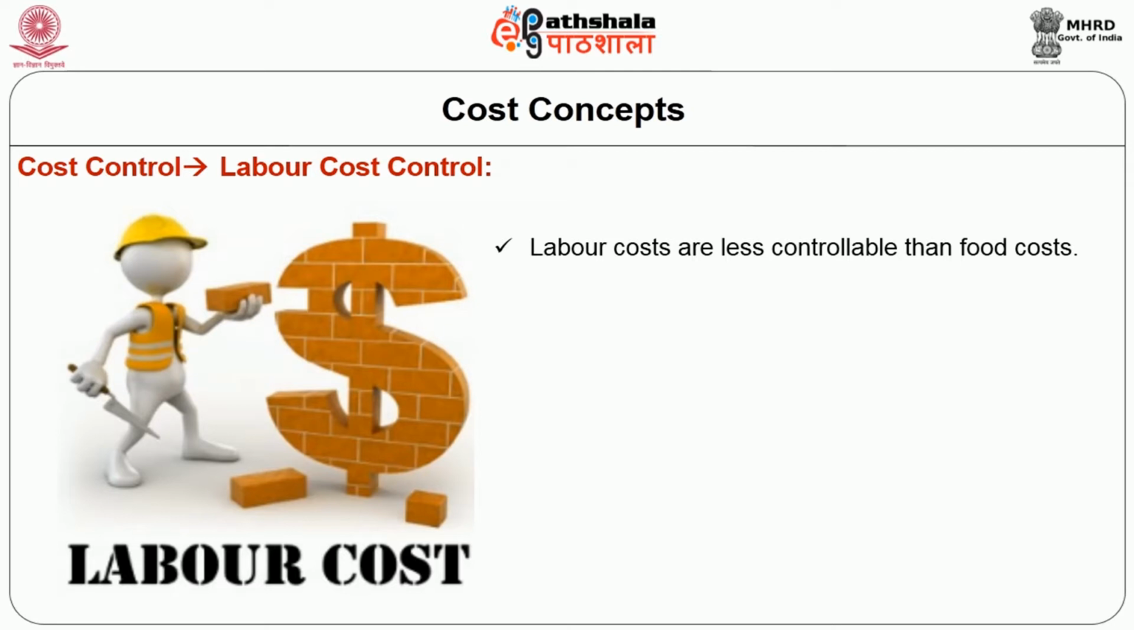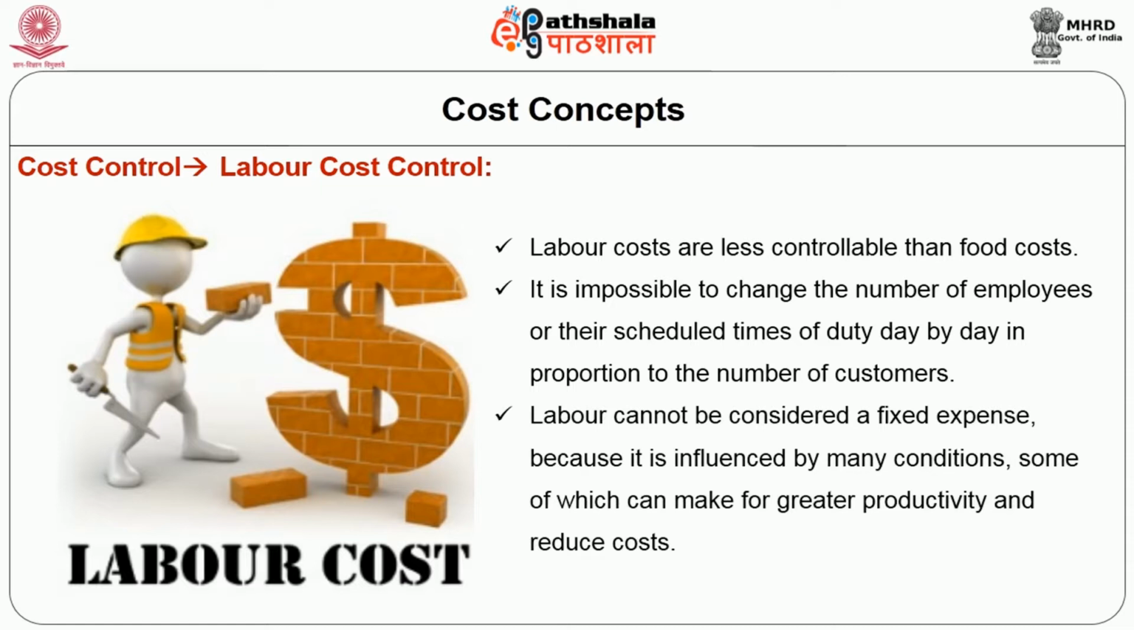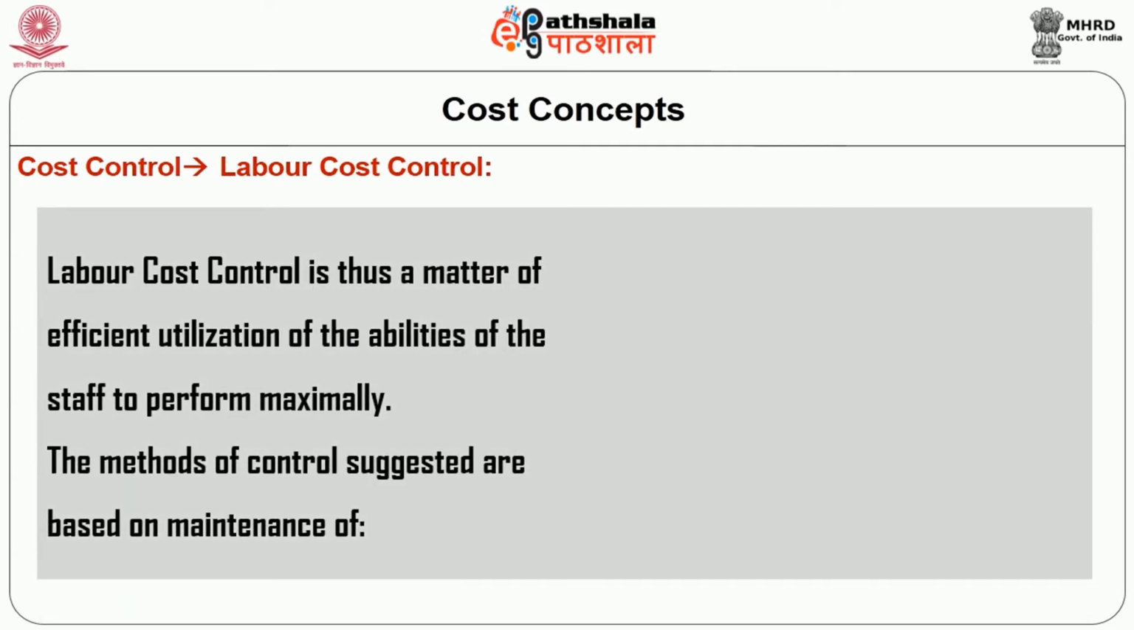Labor costs are less controllable than food cost. It is impossible to change the number of employees or their scheduled times of duty day by day in proportion to the number of customers. Labor cannot be considered a fixed expense because it is influenced by many conditions, some of which can make for greater productivity and reduce cost.